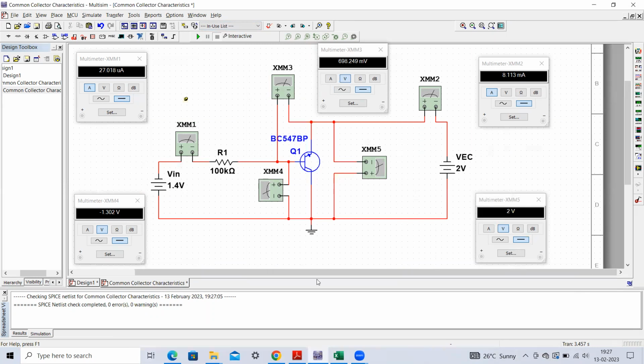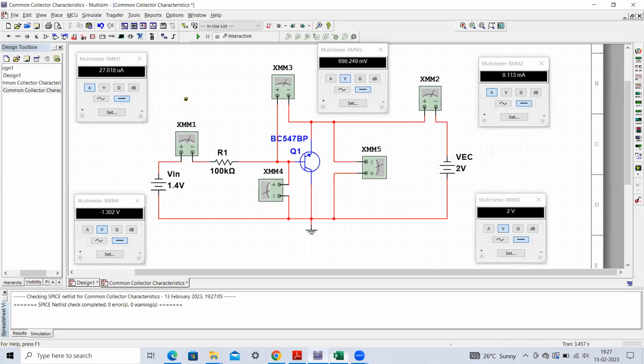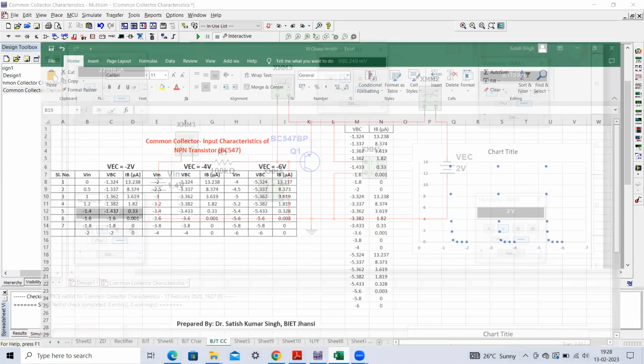We are increasing the value from 0 volt, and all these values are actually negative. Why is it negative? Because here you can see this polarity: the negative side of the battery is connected to the base. So when you write these values, they should be negative. You can write minus 0.5, minus 1 volt, minus 1.2. That way you have to substitute all these values.